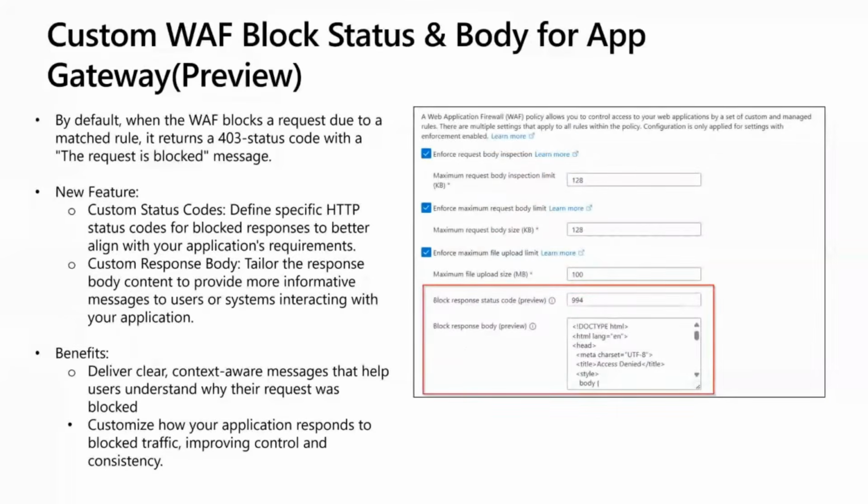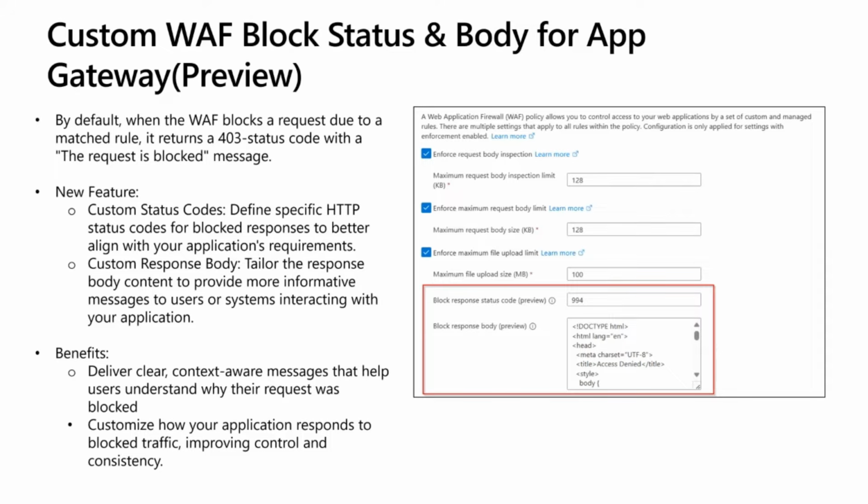Now, moving on, the last feature that I wanted to talk about is the custom WAF block status and custom body for App Gateway. By default, WAF block requests return a 403 status code with the generic "the request is blocked" message. The new feature allows administrators to define both custom HTTP status codes and tailored response bodies at the policy level, ensuring all blocked traffic receives consistent, meaningful feedback aligned with the application needs.